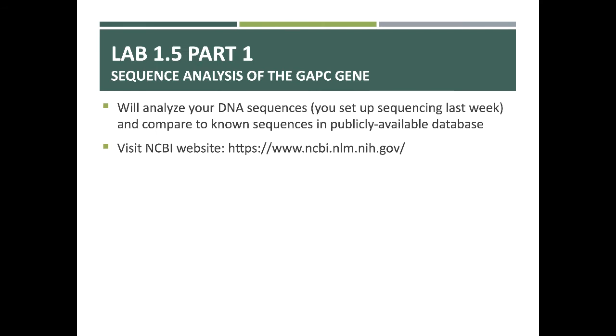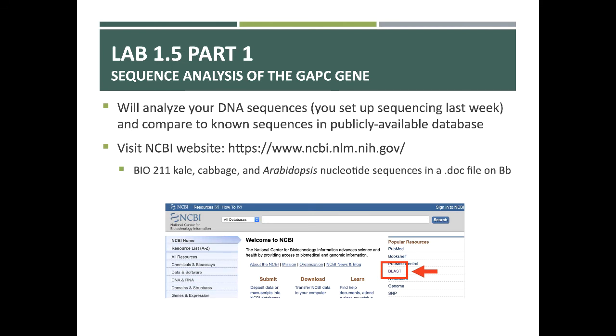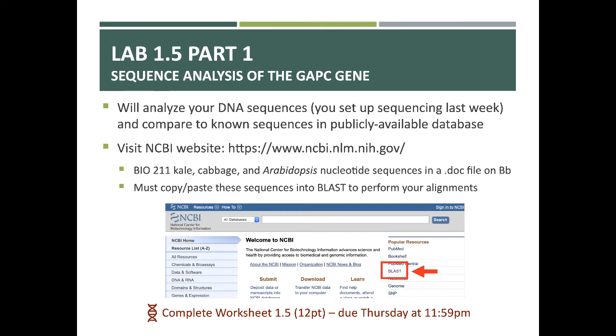So the first part is analyzing the DNA sequences. You'll go to this website here, and then you'll get the sequences from the kale, the cabbage, and the Arabidopsis sequences found on the Blackboard file. You copy the sequences from this Word document. So first you copy the kale sequence, and then you'll put it into this field here, and then you'll click this button here called Blast. And the data you get from that you'll use to complete worksheet 1.5. That is due, as all assignments for this week, on Thursday at 11:59 p.m.